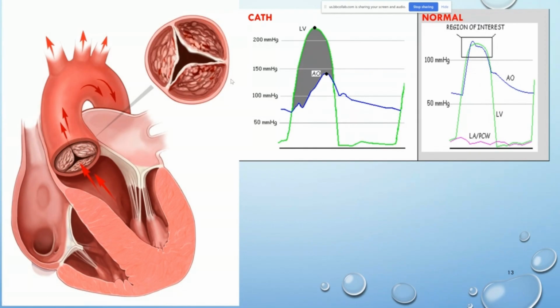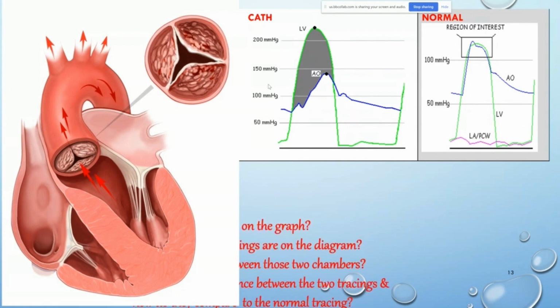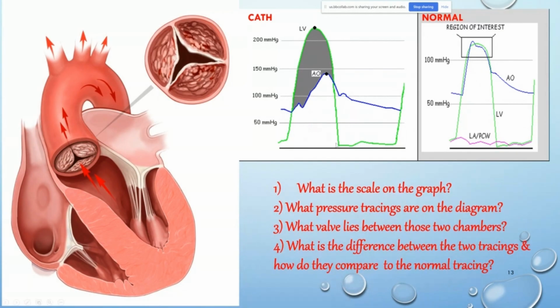Before we can interpret this, we have to ask ourselves a few questions, and we need to answer those questions. The top 4 questions we need to ask are these right here. First, what is the scale on this graph? The scale here is 50 millimeters of mercury, 100, 150, and 200. So the scale ranges from 50 to 200. Question 1 is answered. Number 2, what pressure tracings are on the diagram? So what are we looking at?